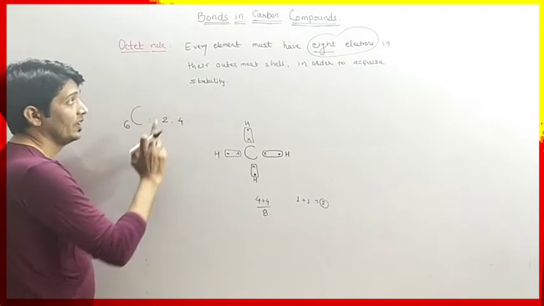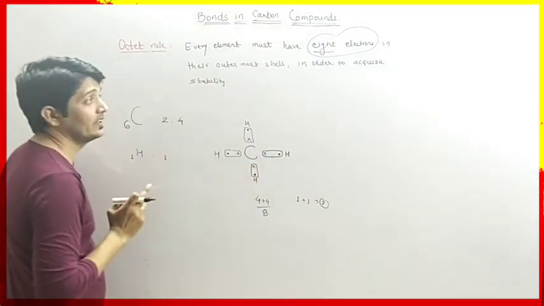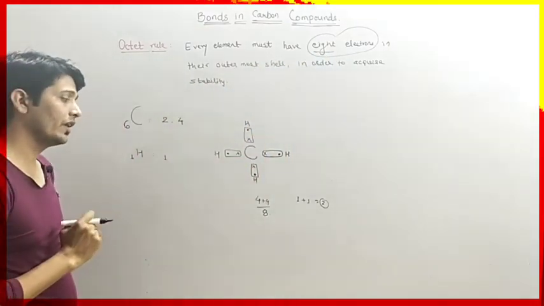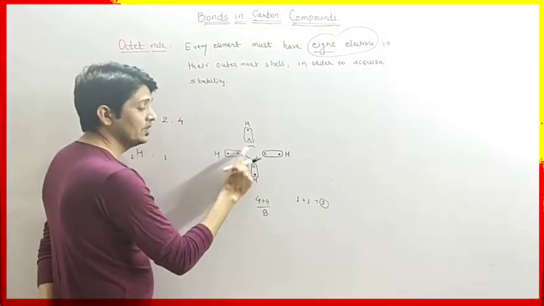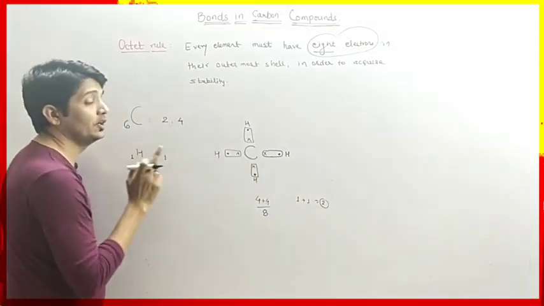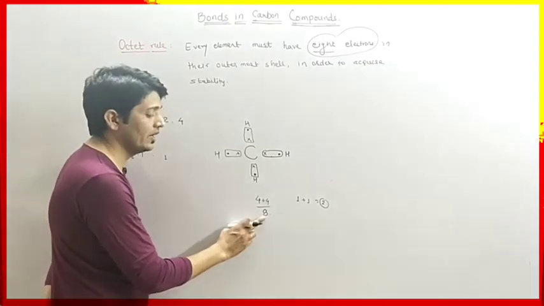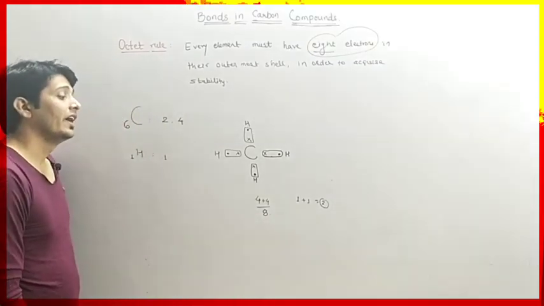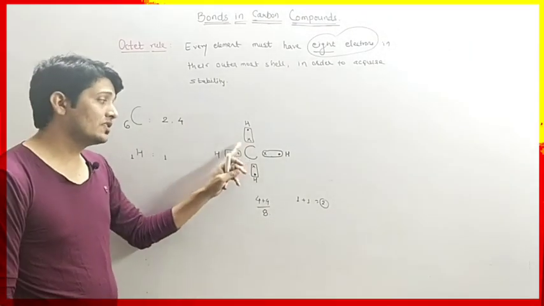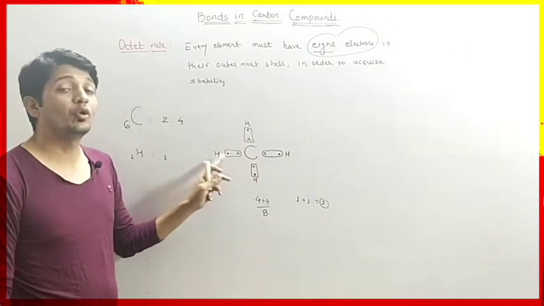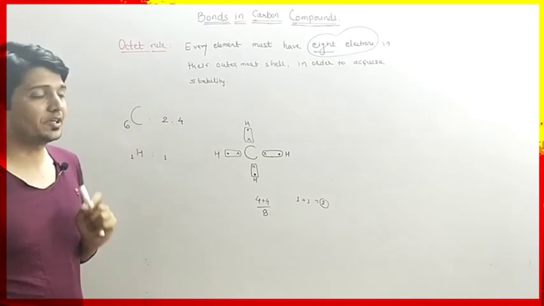The octet rule says every element contains 8 electrons in its outermost shell to acquire stability. So now when carbon forms 4 different bonds, at that state carbon has 8 electrons in its outermost shell. Hence to acquire stability carbon has to form 4 bonds. That's why carbon has 4 valency.